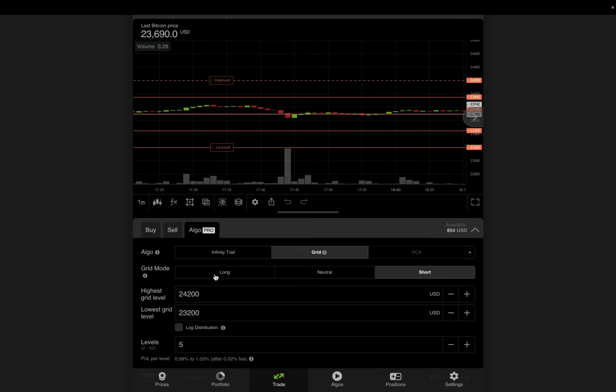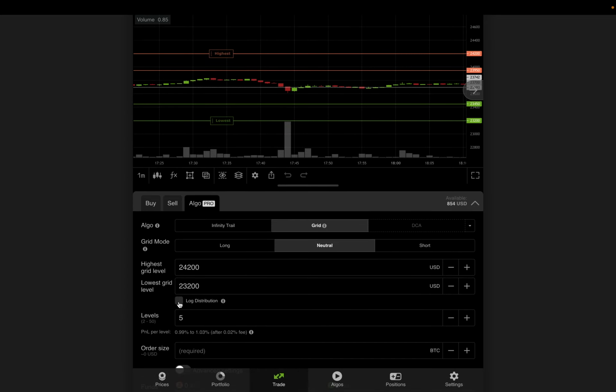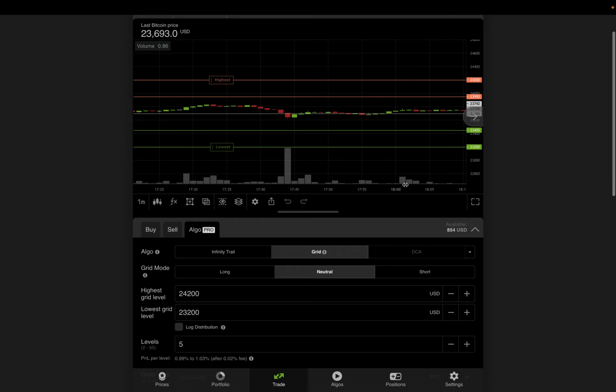Okay, having covered long, neutral, and short mode, let's move to the second feature, which is called logarithmic levels or log levels distribution. So this tiny checkbox here, what it does basically, it changes the way the grid levels are spread out inside the grid range.